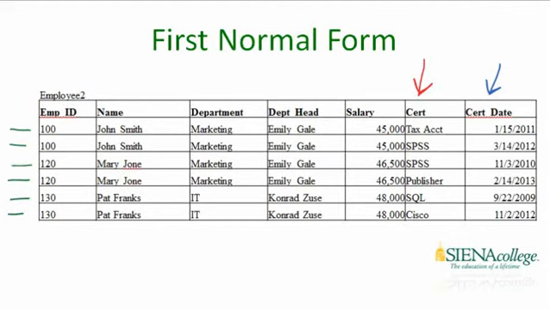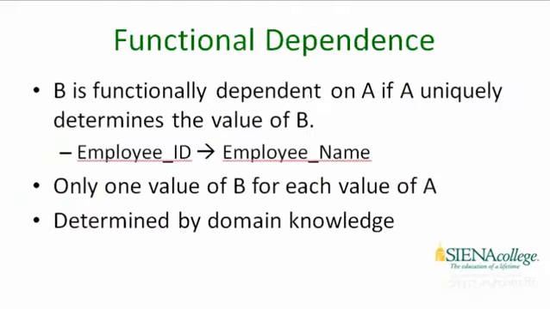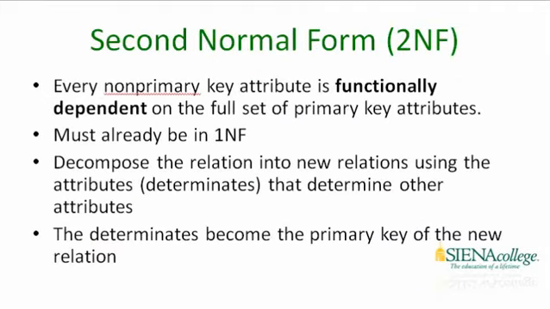Now, to move from first normal form to second normal form, we need to discuss a concept called functional dependency. An item is functionally dependent upon a second item if the second item uniquely determines the value of the first item. For example, employee ID would uniquely identify the employee name. So we can only have one value of employee name for each value of employee ID. In second normal form, every non-primary key is functionally dependent upon the full primary key, whether the key is a simple key or a compound key.